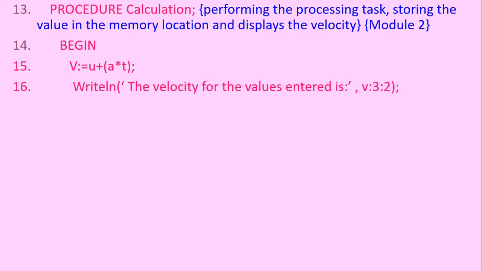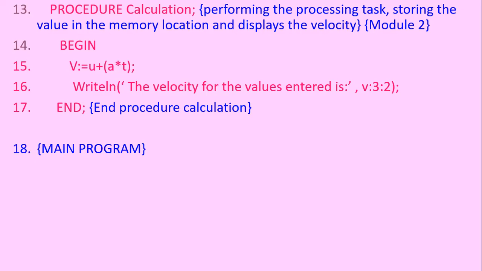Then the module is required to display the statement, the velocity for the values entered is, pick the value which is in the memory location called V, and display it on the screen formatted with 3 significant digits and 2 decimal places. And then we end the procedure.